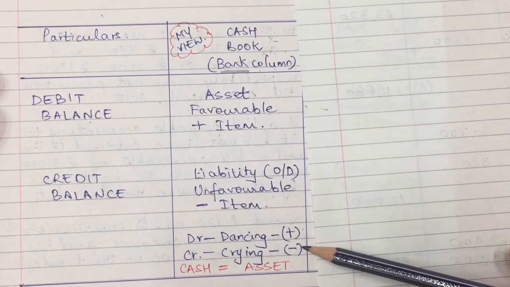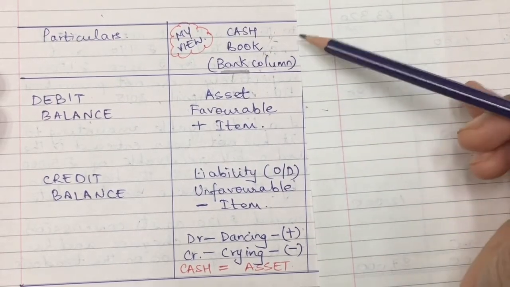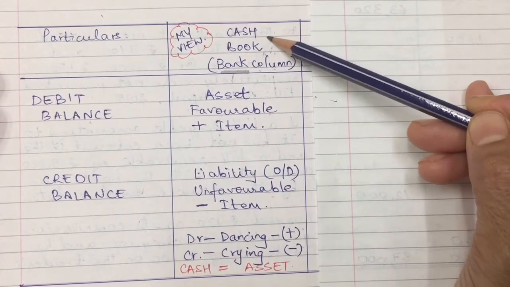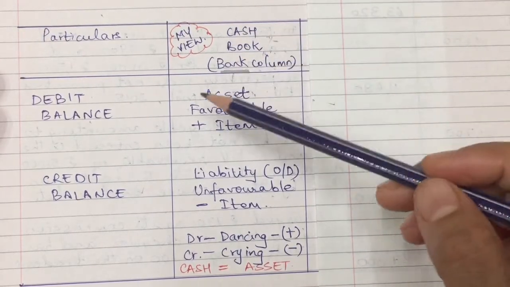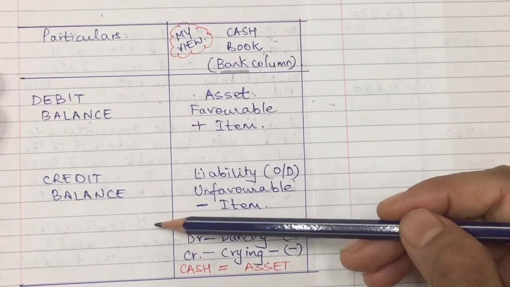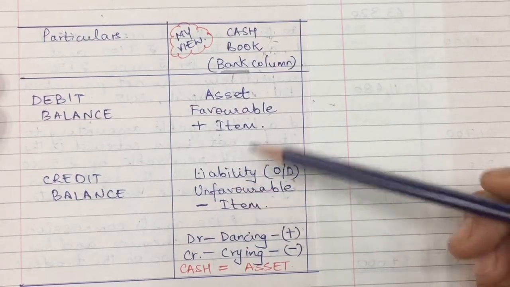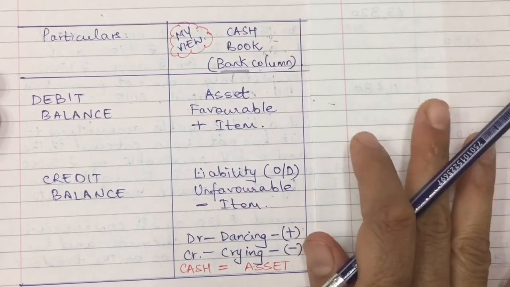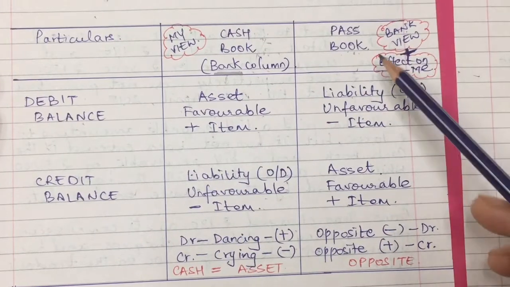I have taken an overdraft. So whenever you are going to get balance as per cash book, you are going to think about the crying and dancing concept. Alright, for the cash book. Opposite goes for the passbook.